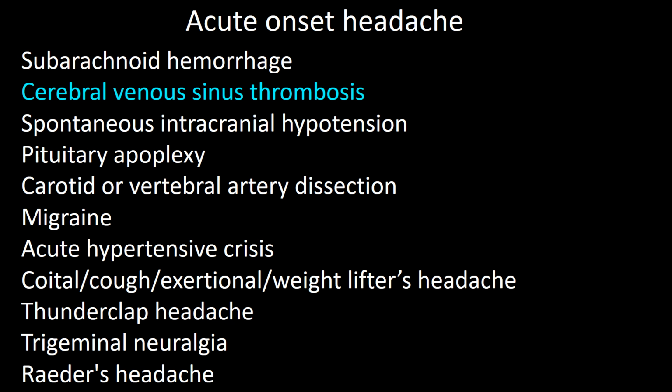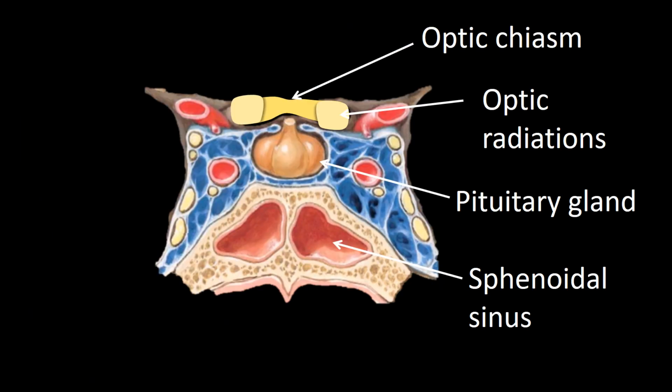After cerebral venous thrombosis, I would like to talk to you about pituitary apoplexy. The pituitary gland sits in the pituitary fossa on top of the sphenoid sinus. Pituitary adenoma usually presents to the neurologist because of excessive growth, bleeding, or infarction of the tumor.